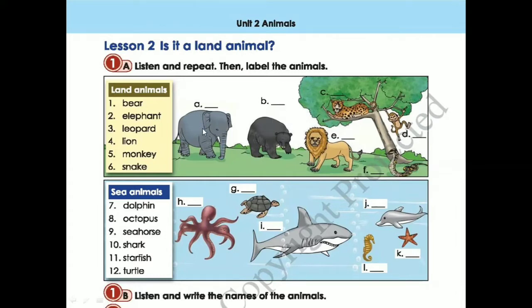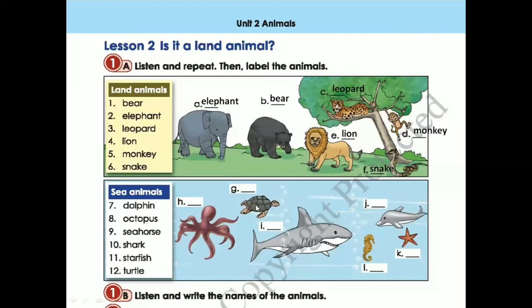Okay, number A, what animal is it? Yes, correct. It's an elephant. B, what is it? Yes, correct. It's a bear. C. Yes, it's a leopard. D, oh, we already know it. Very playful. It's a monkey. Yes. E, oh, very dangerous. Yeah, lion. And then snake. Yes, correct. Snake.